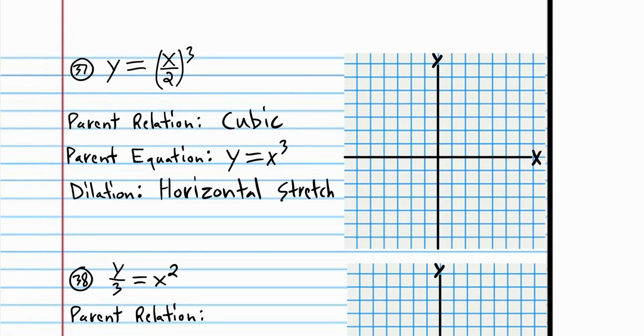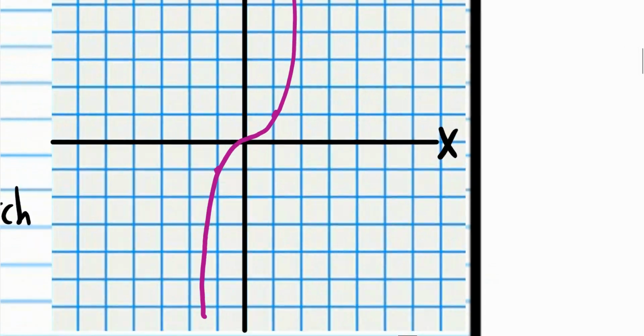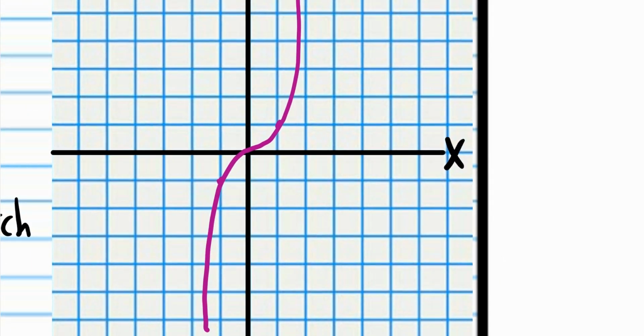So if we look at the parent graph, it's going to look something like this. Again, this is on your library of relations. But we're going to take every x value and multiply by 2, the exact opposite of what you would think it would be. X is divided by 2 in this equation, but we're going to do the exact opposite. We're going to multiply all the x values by 2.